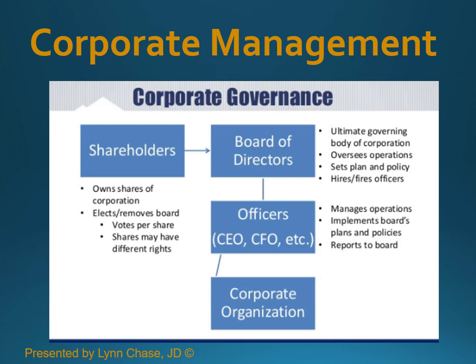For-profit corporations are governed by shareholders who elect a board of directors that employ corporate officers to carry out the mission of the corporation. You will notice that shareholders elect and can remove members of the board of directors, but the board is ultimately responsible for overseeing the operations of the corporation and setting policy and hiring and firing officers. The officers carry out the directives of the board of directors.